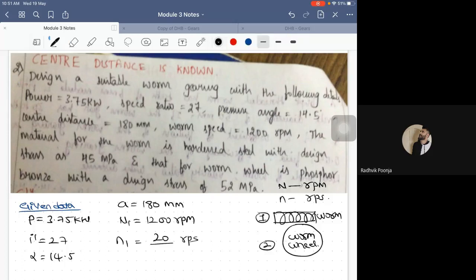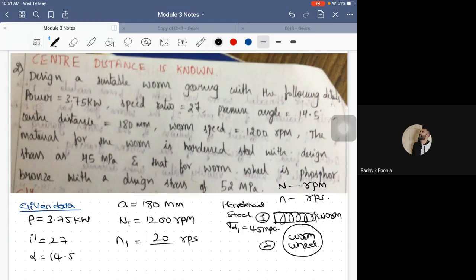Next, what else is given? Let us just write. The material for the worm is hardened steel. I would just write it here: hardened steel. And with the design stress, sigma D1 is how much? 45 megapascal. So this is the material of the worm.